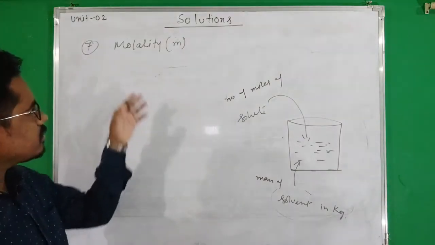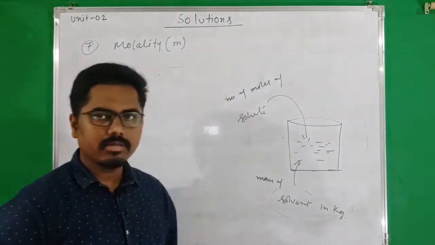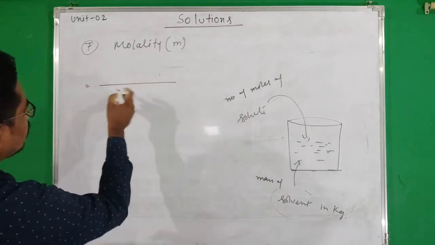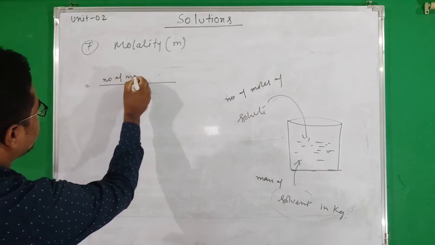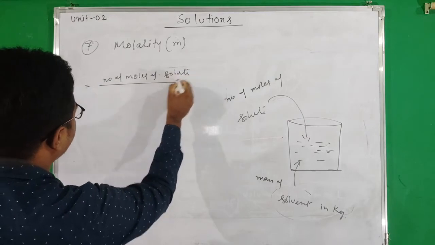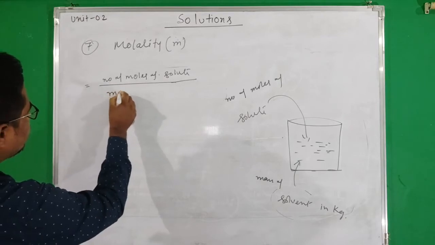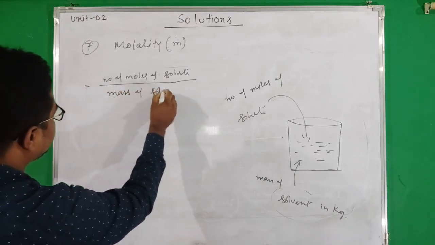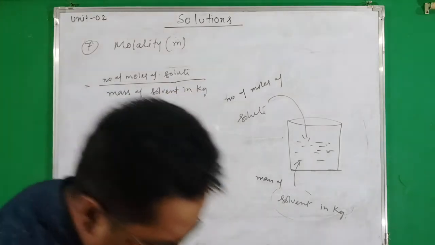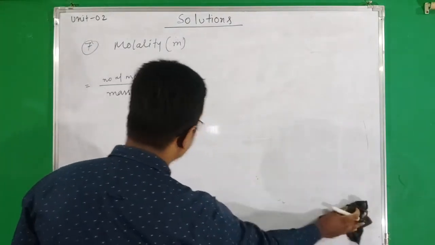So by definition we can say that molality is the number of moles of solute present per kg of solvent. Hence we can write like this: molality equals the number of moles of solute divided by mass of solvent in kg. This is the formula to determine the molality of a solution.